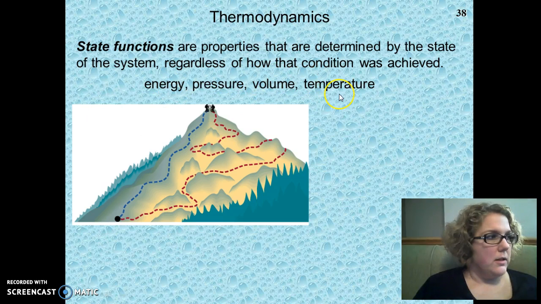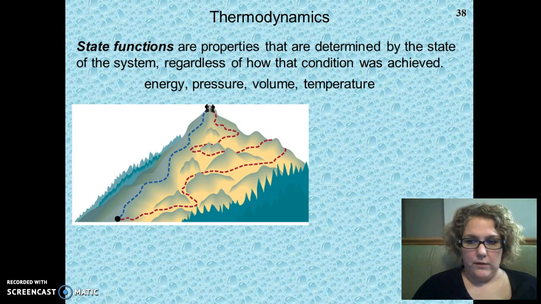Energy, pressure, volume, and temperature, those are all state functions, because it doesn't matter how you change, like the volume, whether you increase it from 2 liters to 5 liters all at once, or you do it in a series of steps, the change in volume is the same.